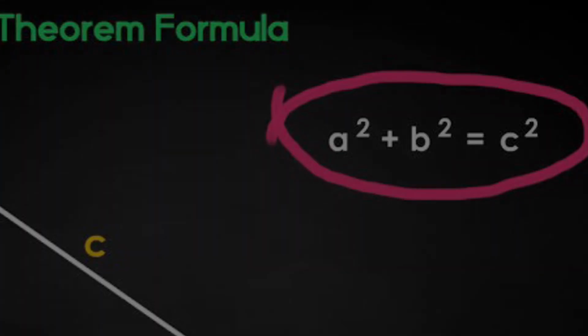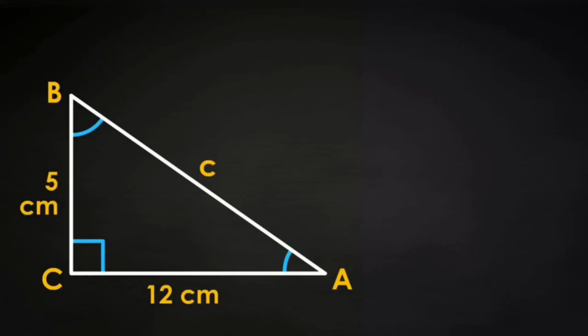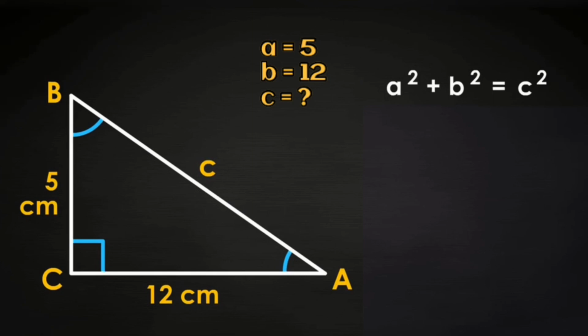Now let's apply this theorem in finding the missing side of a right triangle. Let us have an example. In the right triangle ACB with the right angle at angle C, its legs are 5 centimeters and 12 centimeters long. Let a be equal to 5, b is equal to 12, and c is unknown. Now, using the Pythagorean theorem, a squared plus b squared is equal to c squared, substitute the given variables: a is equal to 5, b is equal to 12, and c is unknown.